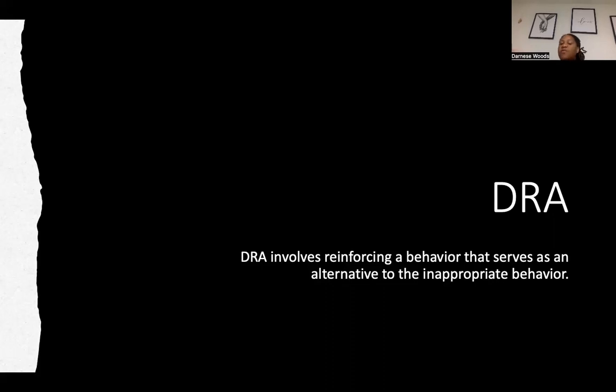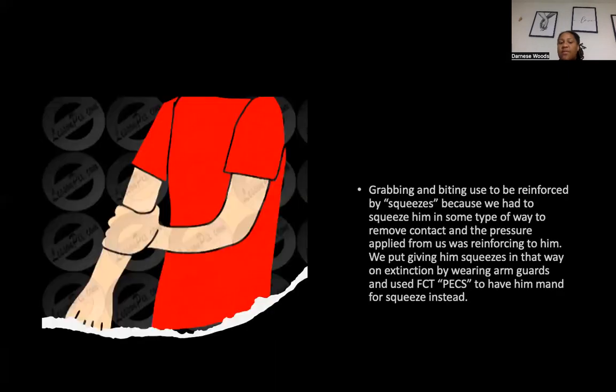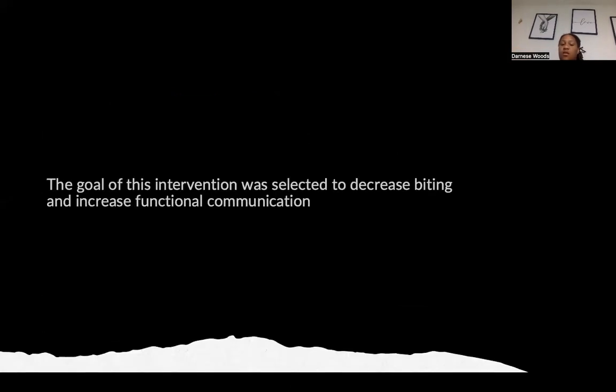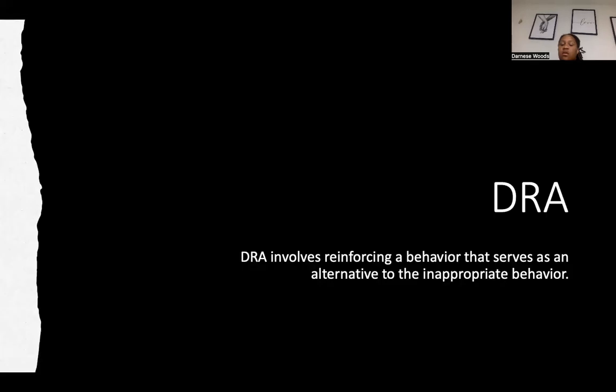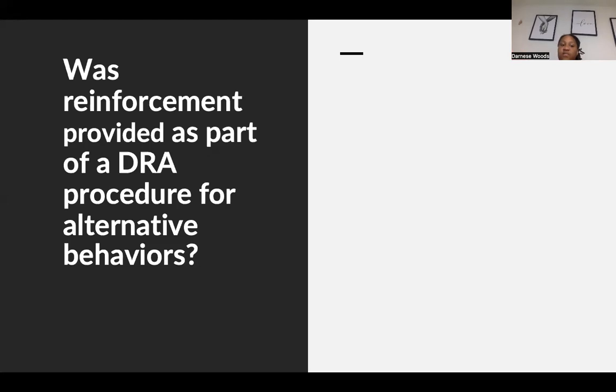So, differential reinforcement of alternative behavior, DRA. DRA involves reinforcing a behavior that serves as an alternative to the inappropriate behavior. As I mentioned, the grabbing and the biting were reinforced by the push. So with DRA, we are reinforcing the actual functional communication.